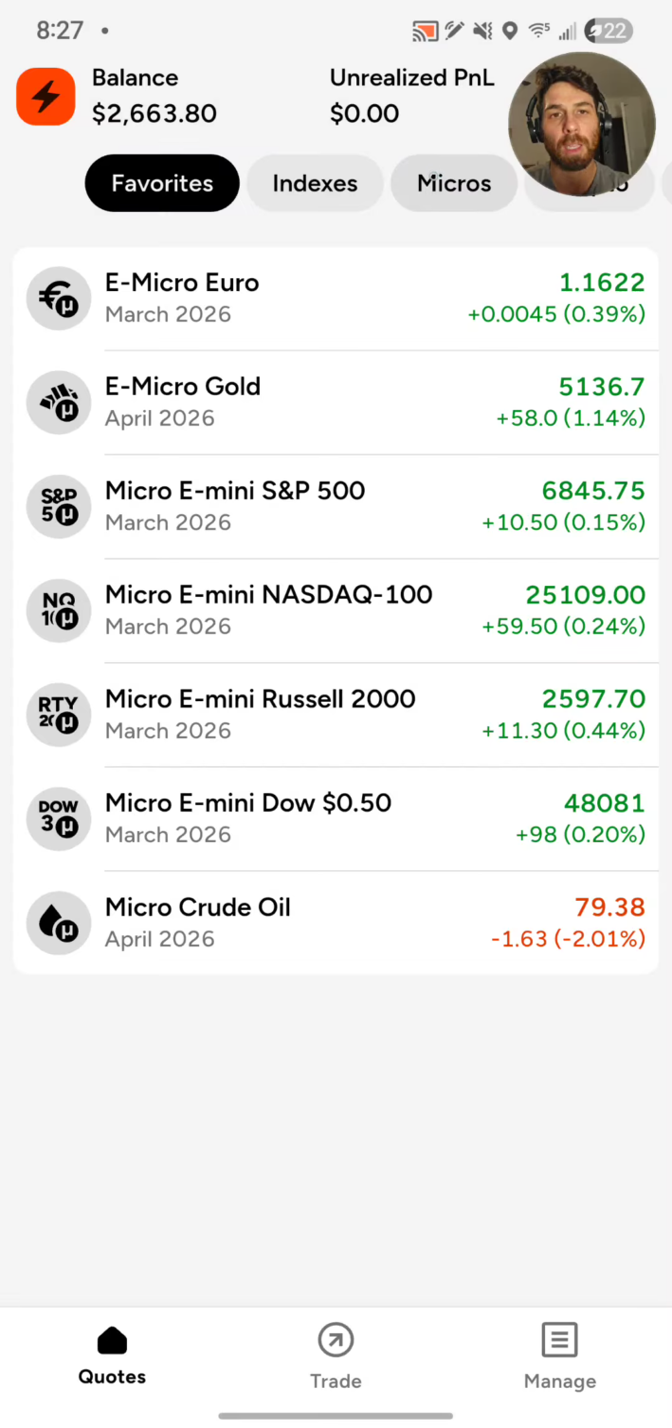So I like to trade micros. And I like to start with $2,500 in my account. And then once I reach 3,000, then I take out 500 and put it back in my bank account. So it's kind of like a little side business for me.